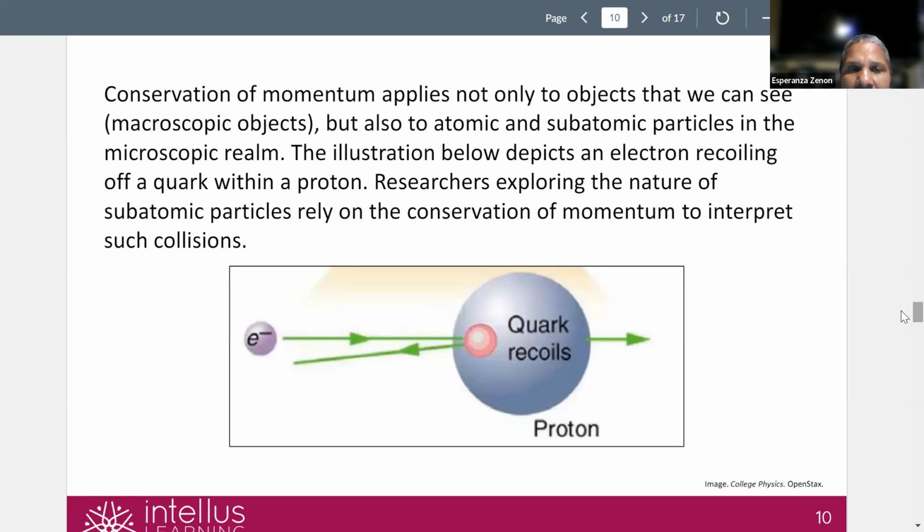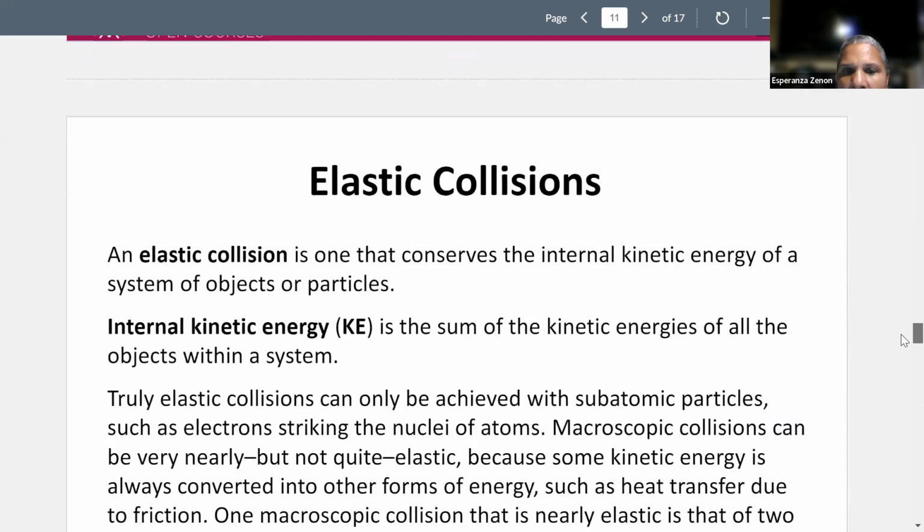What we're interested in looking at is macroscopic objects. When I say macroscopic, I mean large objects, right? So, things that our eyes can see, for example, that's what we focus on. Cars, planets, things like that, right? We look at the momentum being conserved, okay?